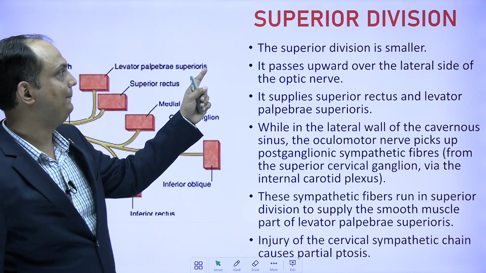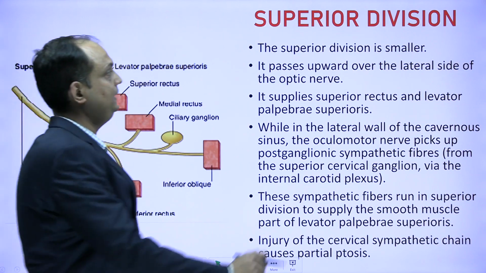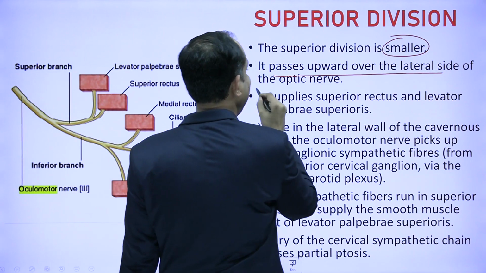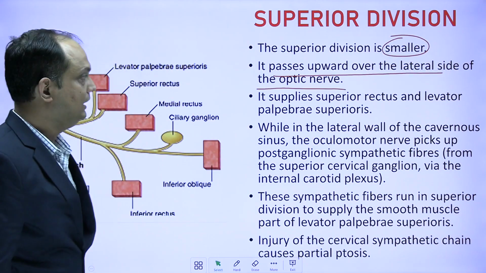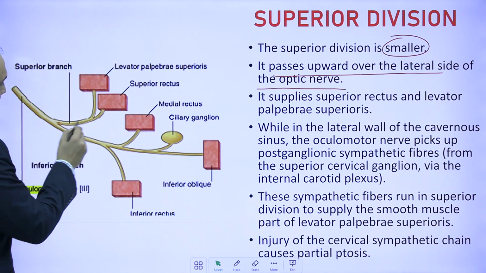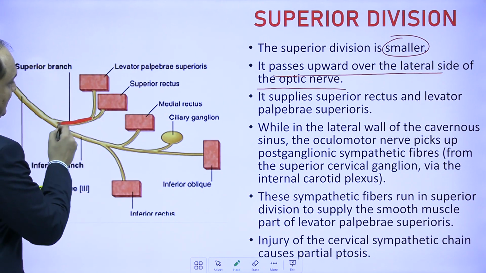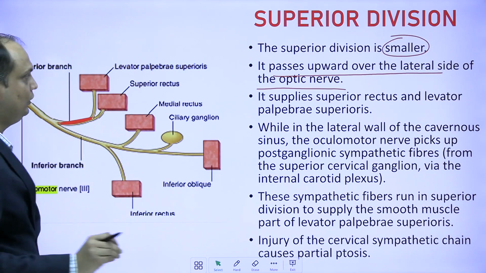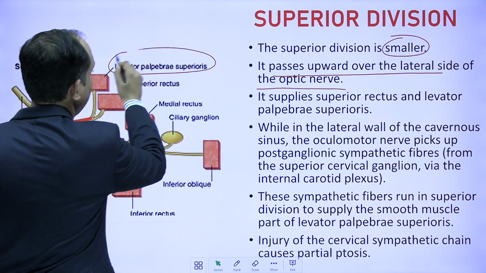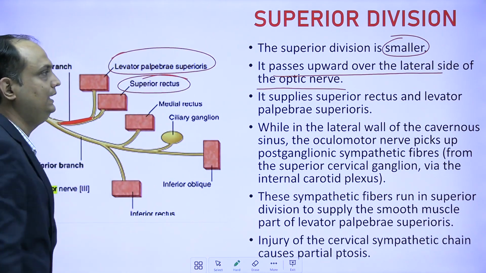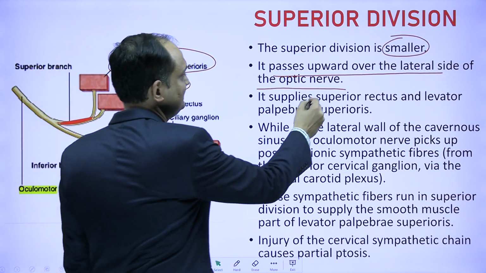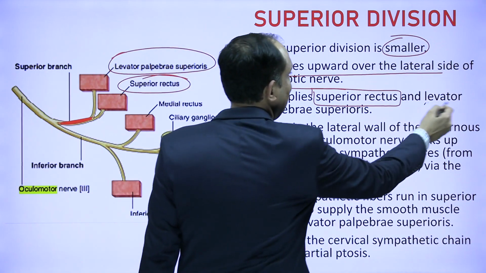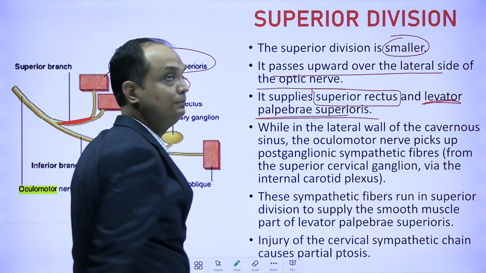Now, what will happen with the superior division? The superior division is smaller and it passes upward over the lateral side of the optic nerve. This superior division will supply only two muscles. That is why it is smaller. What are these muscles? Levator palpebrae superioris and superior rectus. Only these two muscles are supplied by the superior division.